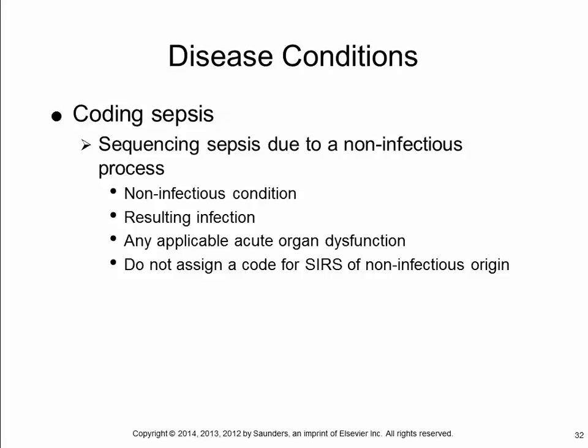So if we look at the example in your book, it says a patient admitted with pneumonia, fever, and tachycardia. Physician suspects sepsis and orders blood cultures. 2 days after admittance, cultures are positive for pneumococcal bacteria, and the physician confirms pneumococcal sepsis. The codes are A40.3 and J18.9. That's it. All right.